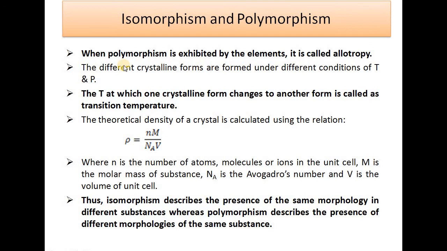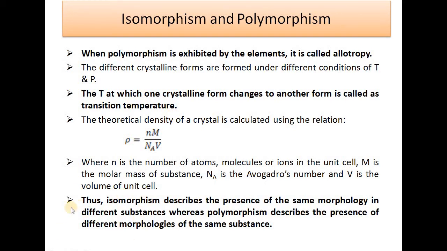Now when this polymorphism is exhibited by the elements, we call it allotropy. And these different crystalline forms will be formed under different conditions of temperature and pressure. These different conditions will lead to different crystalline forms of the same substance. Now, the temperature at which one crystalline form will change into another crystalline form is known as the transition temperature.